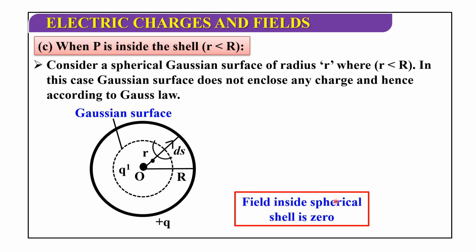Field inside a spherical shell is 0. So E into 4 pi r square is equal to, as the field inside the spherical shell is 0, 0 by epsilon naught. So q enclosed is equal to 0. So therefore E is equal to 0.